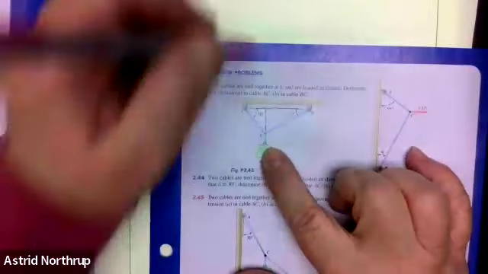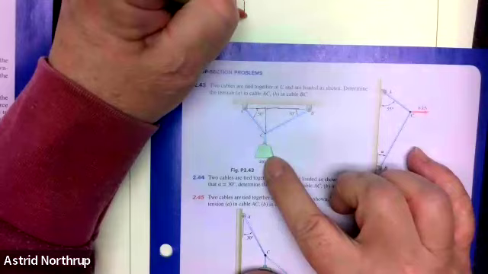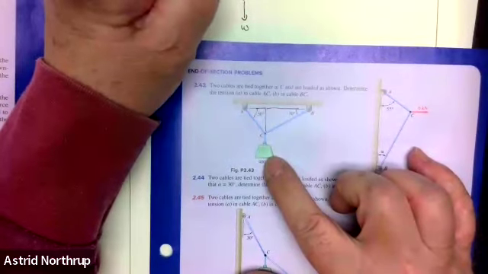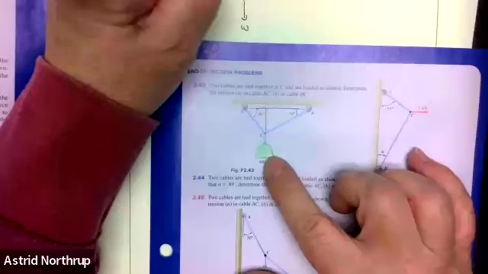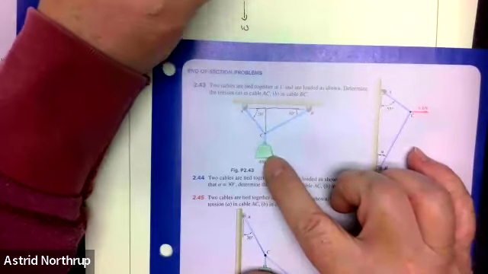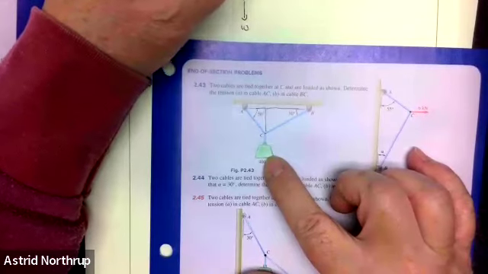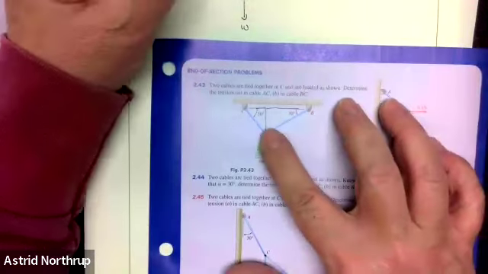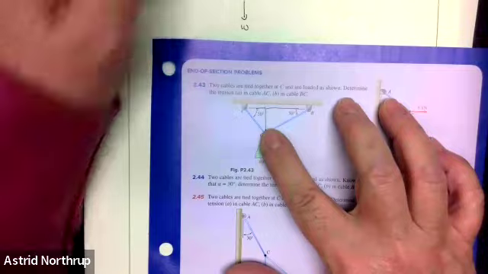Well, the first thing I do is draw a free body diagram. So I draw the weight pulling down. I draw TAC acting in this direction. And I have CB acting in this direction. I know that the angle this makes with the horizontal is 30. The angle this makes with the horizontal is 50.